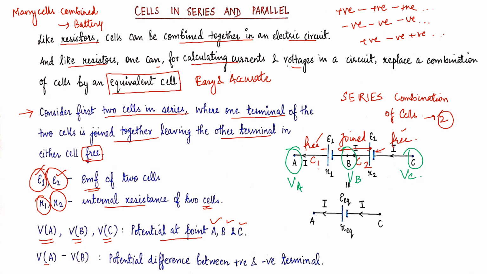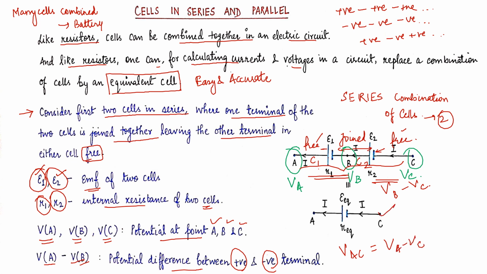Now VA minus VC will give us the potential difference between the positive and the negative terminal. Along this cell, VA minus VB will give us the potential difference, and along this cell the potential difference will be given by VB minus VC. Overall, if we see the potential across this whole thing, it will be VAC, which is VA minus VC.